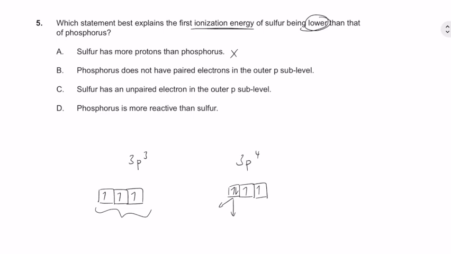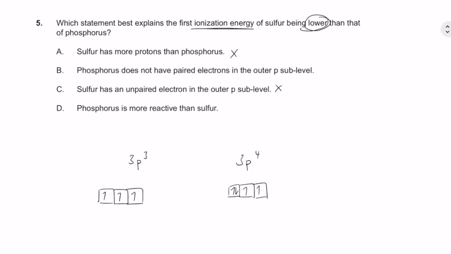As for C, sulfur has an unpaired electron in the outer p sublevel. So again, that is another correct statement, as we can see here that sulfur has actually 2 unpaired electrons. However, that is also the case for phosphorus, as you can see that it has 3 unpaired electrons in the outer p sublevel. So even though it is a correct statement, it doesn't answer the question of why sulfur has a lower ionization energy.